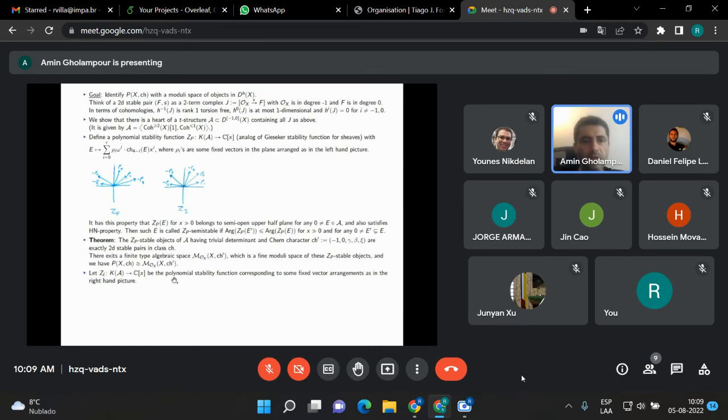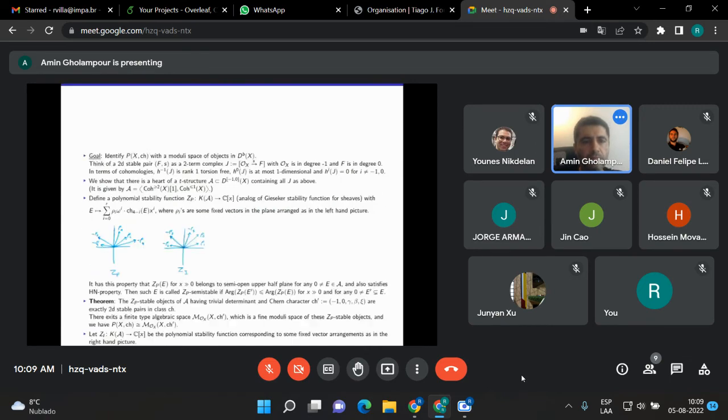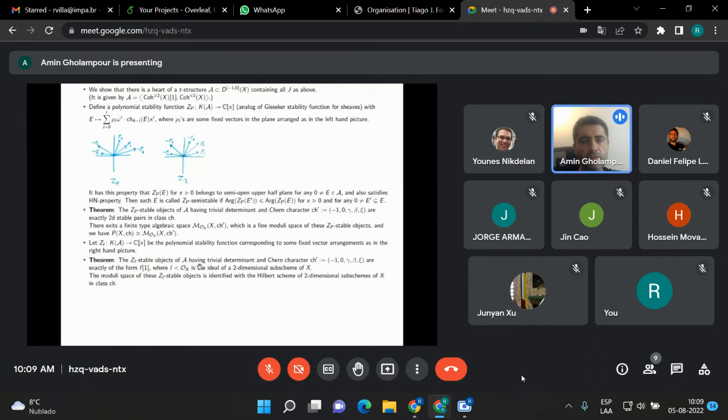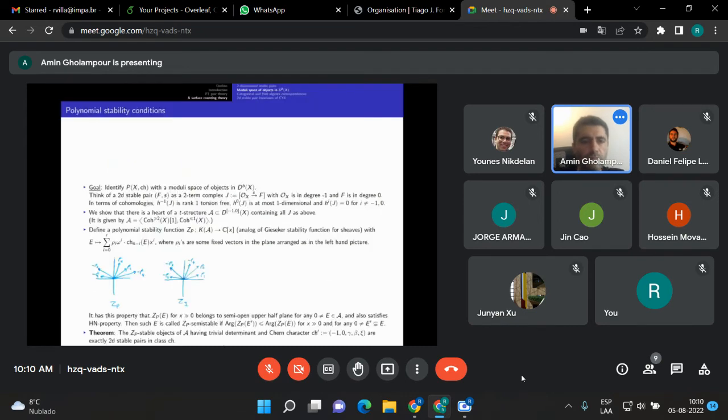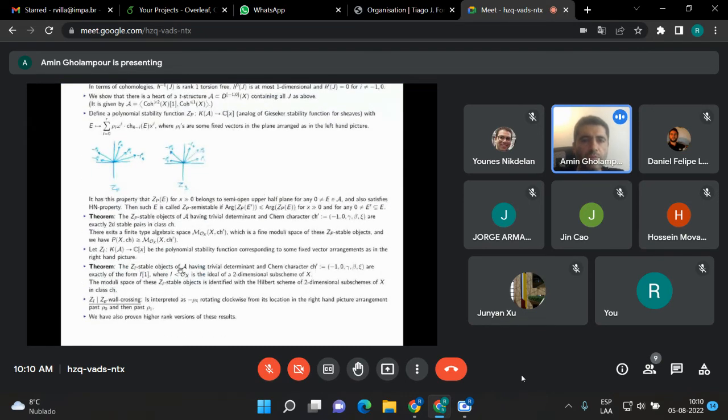So let Z_i now be the polynomial stability function corresponding to this arrangement on the right. Then the Z_i stable objects of A: we proved that the Z_i stable objects of A having trivial determinant and Chern character as before are exactly the ideal shifts by 1 of 2-dimensional subschemes of X. And the moduli space of Z_i stable objects is identified with the Hilbert scheme of 2-dimensional subschemes of X in class H. So these two moduli spaces are recovered by using polynomial stability.